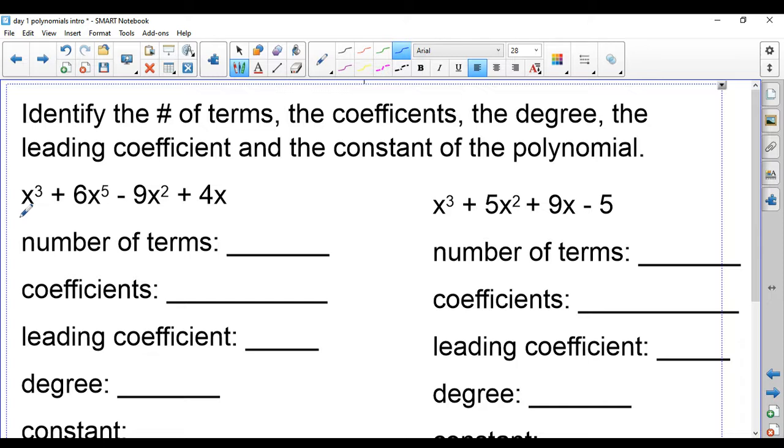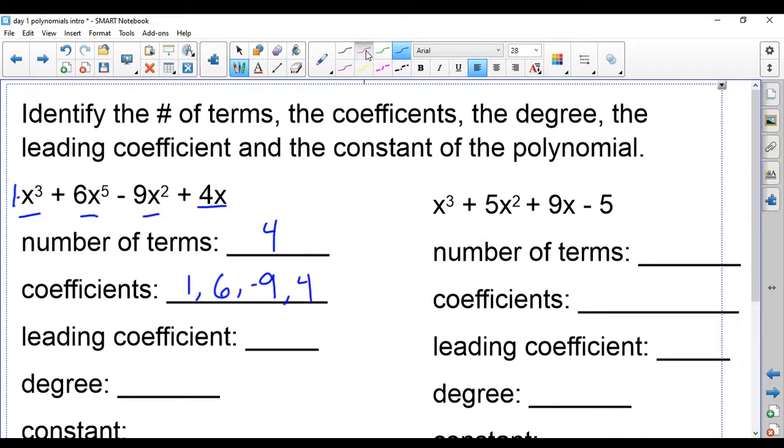Here I have 1, 2, 3, 4 terms. The coefficients are the numbers multiplying the variables. This first term, x cubed, doesn't have a number written, which means that it's 1x cubed. I need to include the 1 in my list of coefficients. I have 6x to the 5th. And in this term, this says minus 9x squared. The coefficient is negative 9. That term includes the negative there. And then I have plus 4x, so I also have a coefficient of 4.